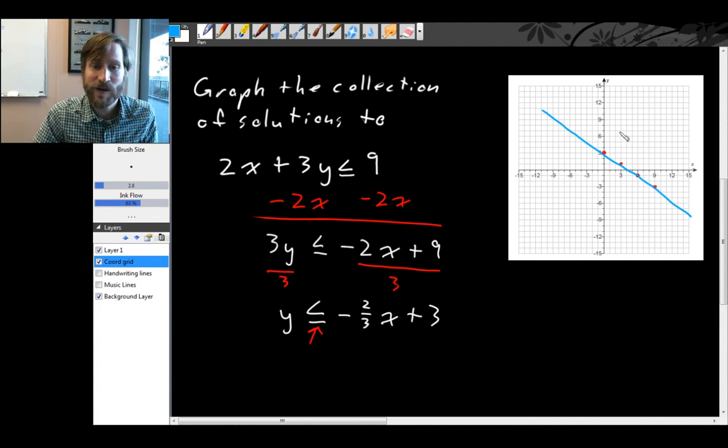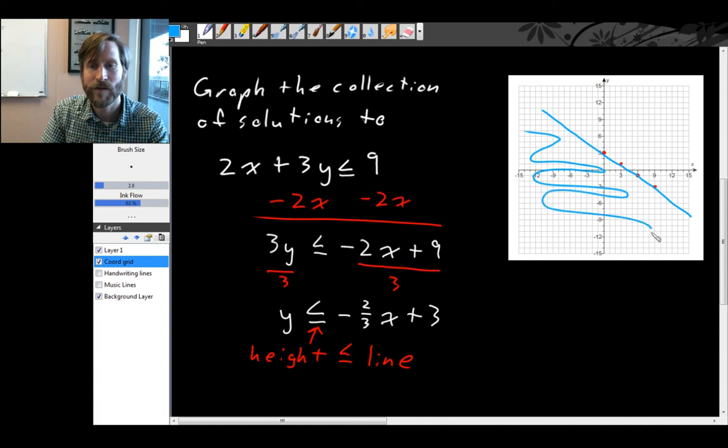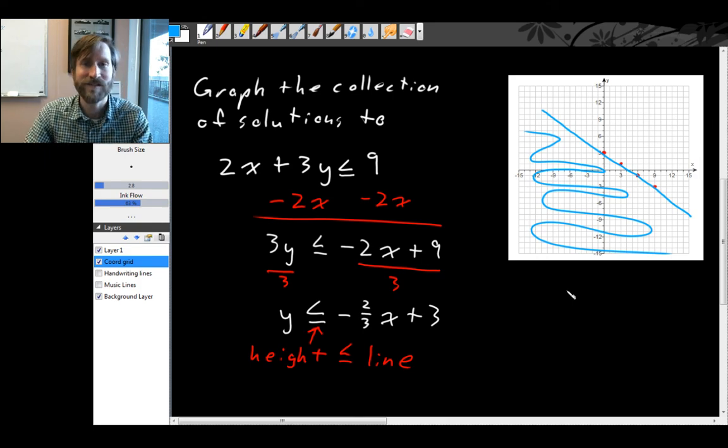Now we need to decide which side of the line is the half plane that we want. And looking back at the inequality again, we have y, which is the height, is less than or equal to the line. So we want our height to be under the line, so that is the lower half plane. So that's this side here. All right, so there's the collection of solutions to 2x plus 3y is less than or equal to 9.